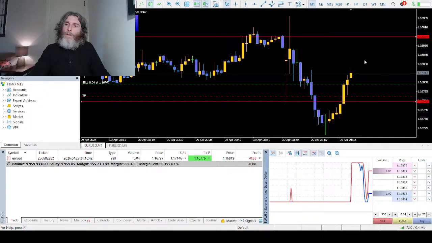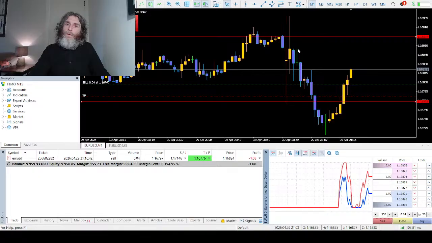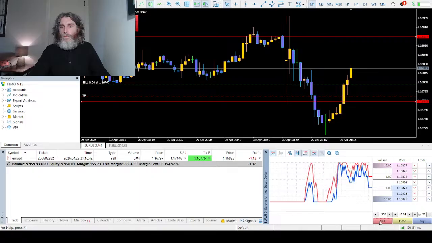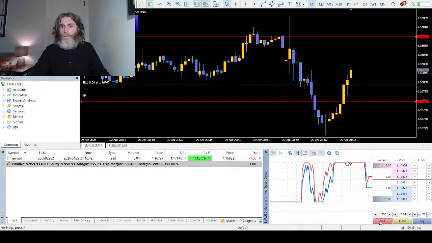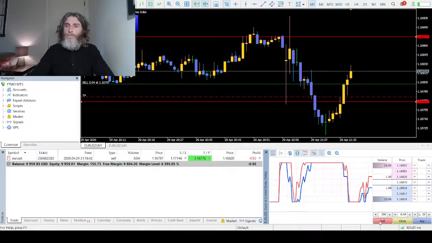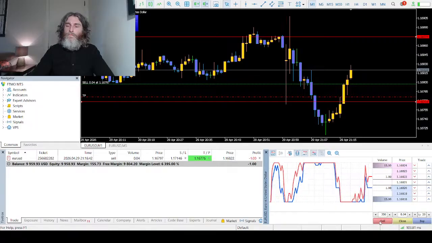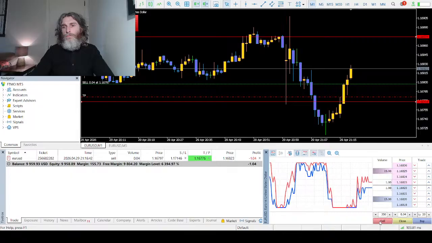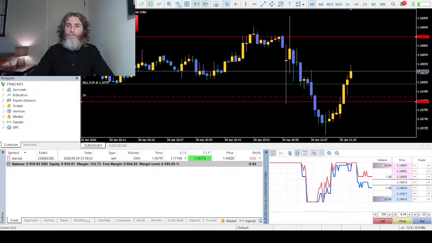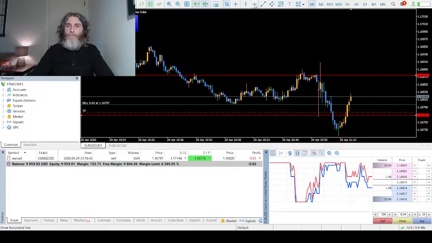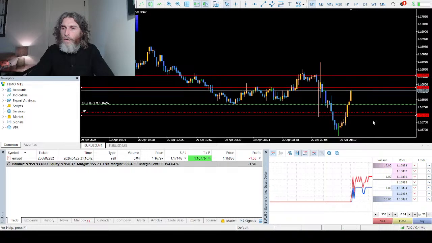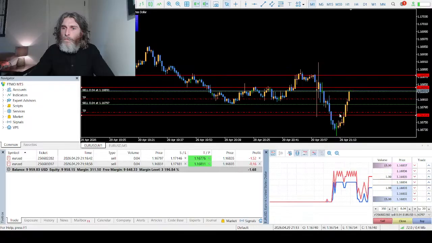Okay, if we can get another extension, we'll add another short somewhere up in here. Anywhere up in here. Seeing maybe across this line here might be a good spot. Okay, we'll grab a short there. So now we've got 2 trades on the short side.